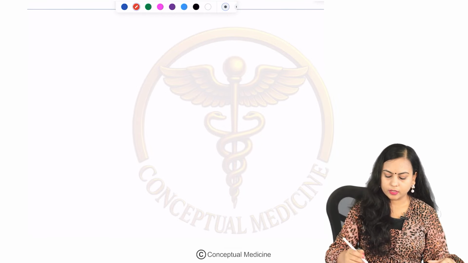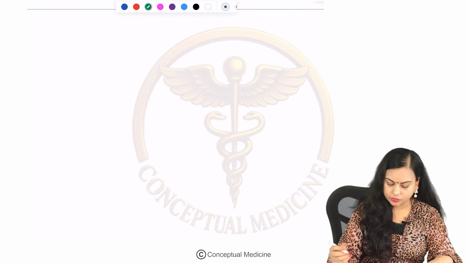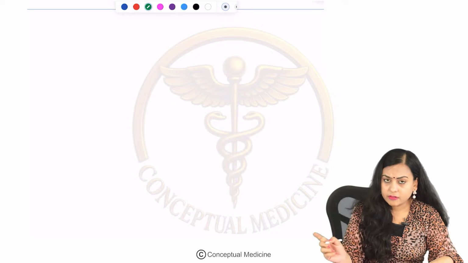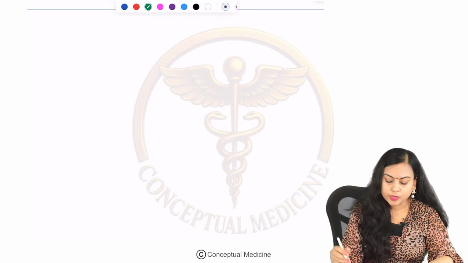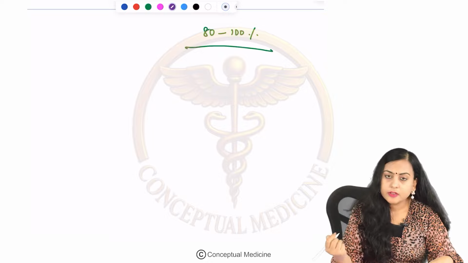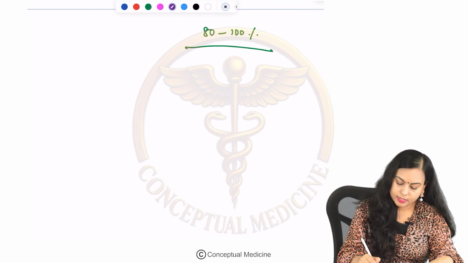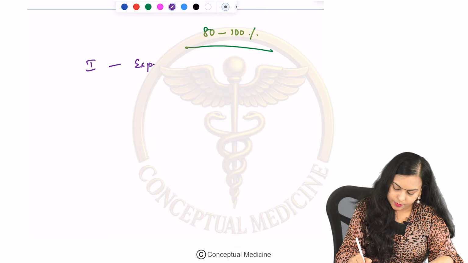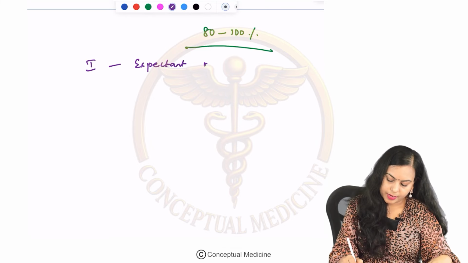Now if we talk about the management of twin to twin transfusion syndrome, if left untreated, the mortality rate is going to be about 80 to 100%. Suppose it is in Quintero stage 1, then you can plan expectant management.